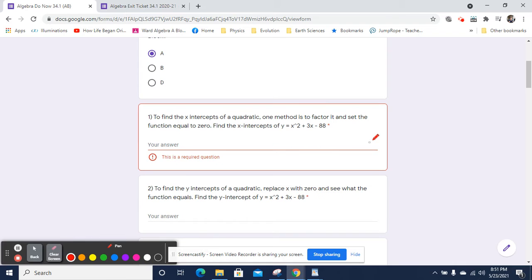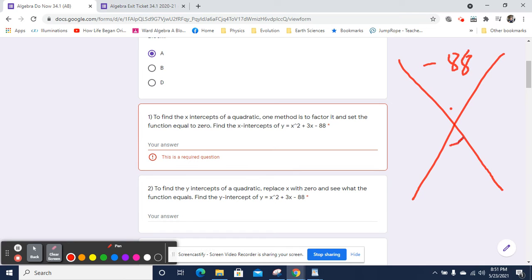We need two factors of negative 88. We have negative 88 here. And those factors need to add up to 3. Okay, so one of those factors will be positive, and one of those factors will be negative.